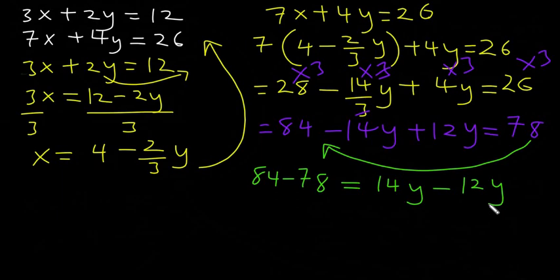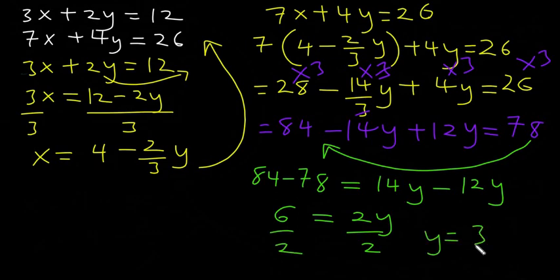So this is going to be 6 is equal to 2y, and then we can now divide through by 2 so that our y becomes 3. So we have now found the value of y as 3.